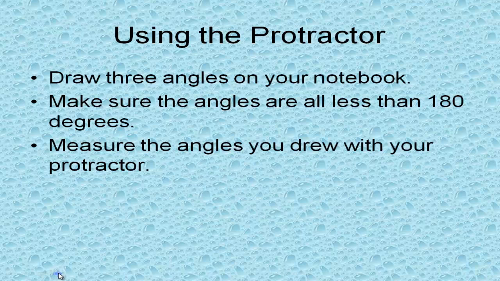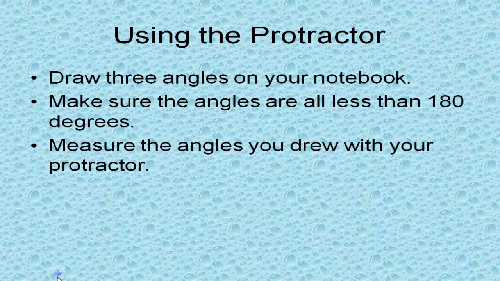Now, I want you, in your notebook, to use your protractor. I want you to draw 3 angles, and make sure that all of these 3 angles are less than 180 degrees. So that means I don't want a straight line. And then I want you to measure your 3 angles with your protractor so that you can practice measuring angles with your protractor. So in your notebook, I want to see 3 different angles, all of them less than 180, and then use your protractor and measure it.